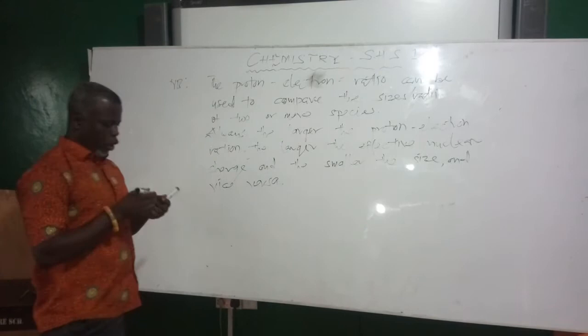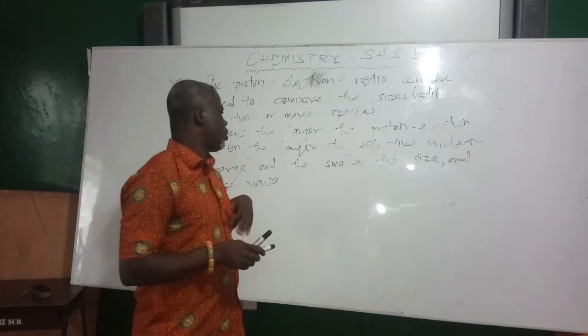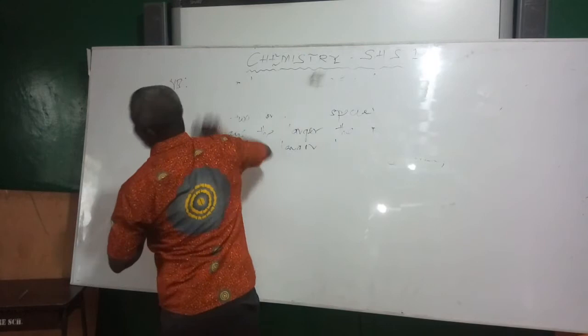So the larger the proton electron ratio, the larger the effective nuclear charge, and the smaller the size, and vice versa. Let's take some examples and use this ratio to compare two species.